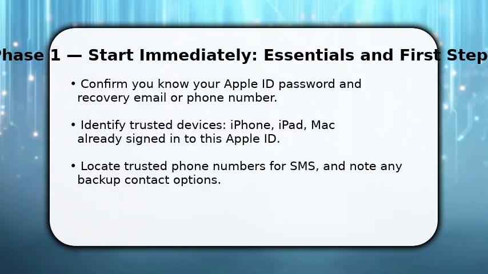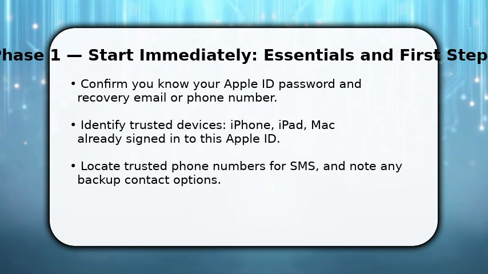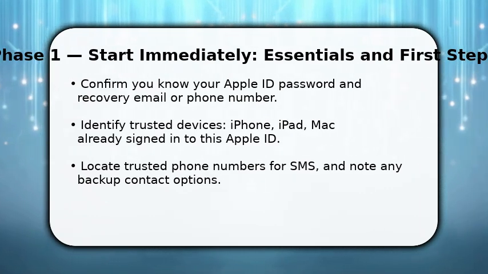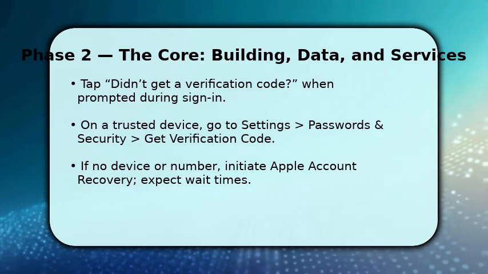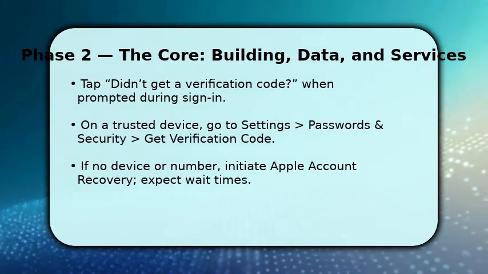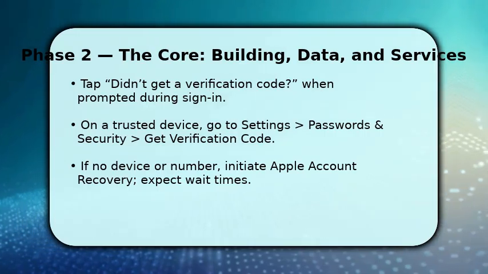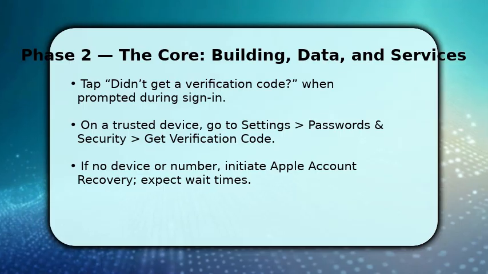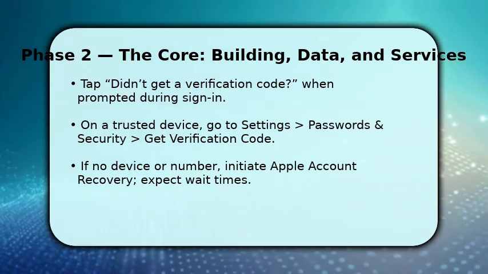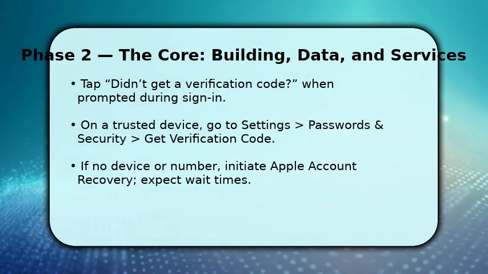You will need recovery contact info and patience because Apple verifies identity to protect your account. When sign-in prompts for code, choose Didn't get a verification code. To see options, you can resend to a trusted number or use a trusted device to generate one manually. On an iPhone or iPad signed in, open Settings, tap your name, then Password and Security, and select Get Verification Code. That's faster than SMS.